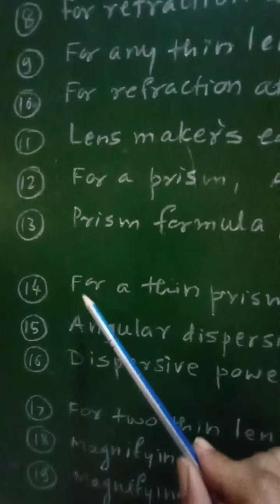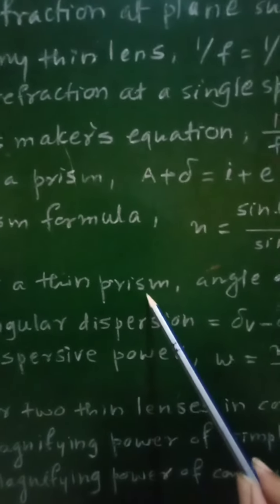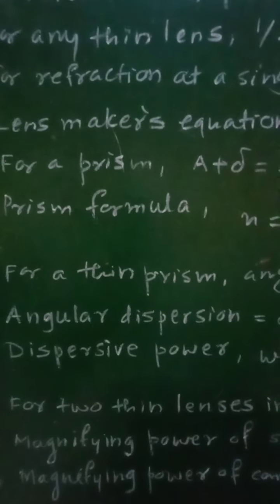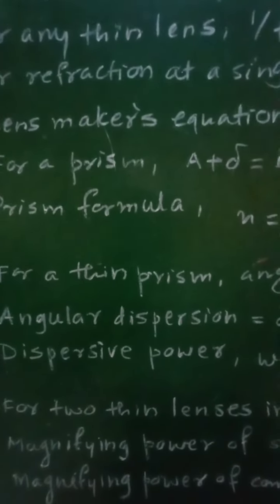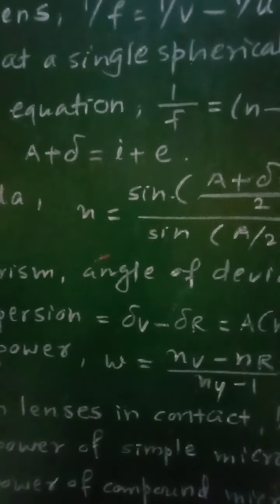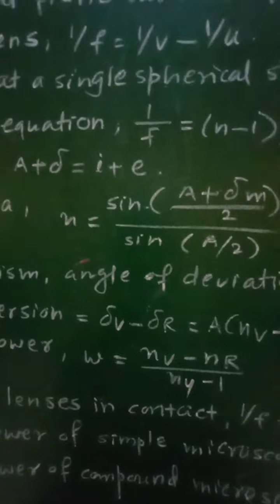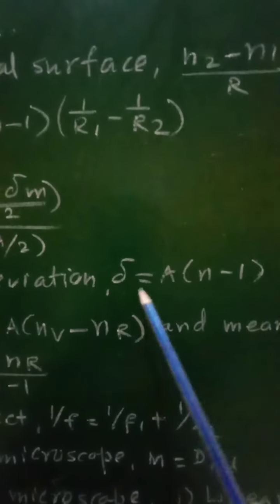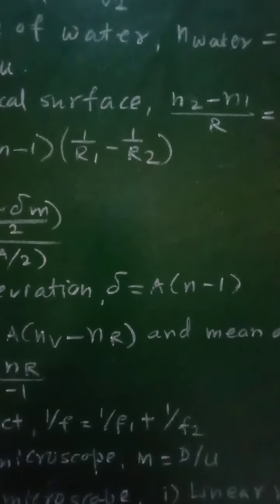Then the 14th formula is for a thin prism. If that prism has a very small angle of prism, then we can say that it is a thin prism, so A will be small. The angle of deviation for such a prism will be given as delta is equal to A into n minus 1.